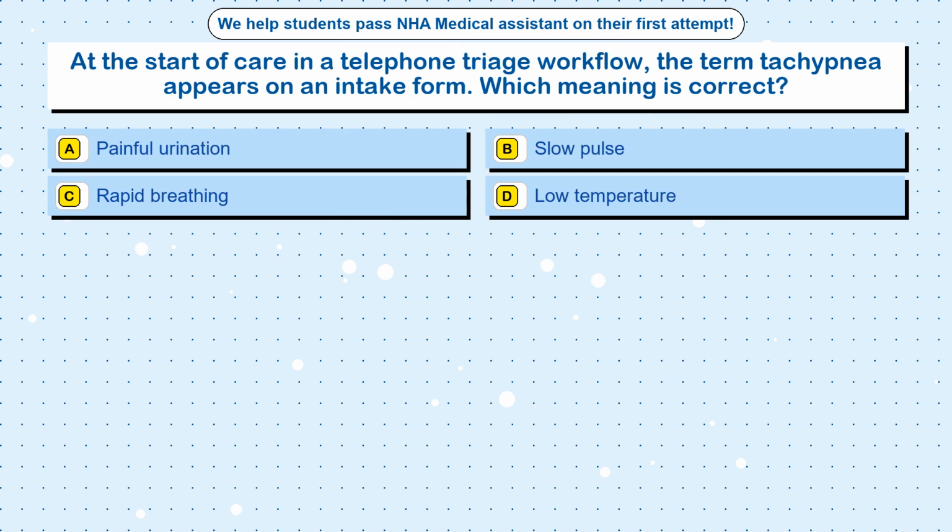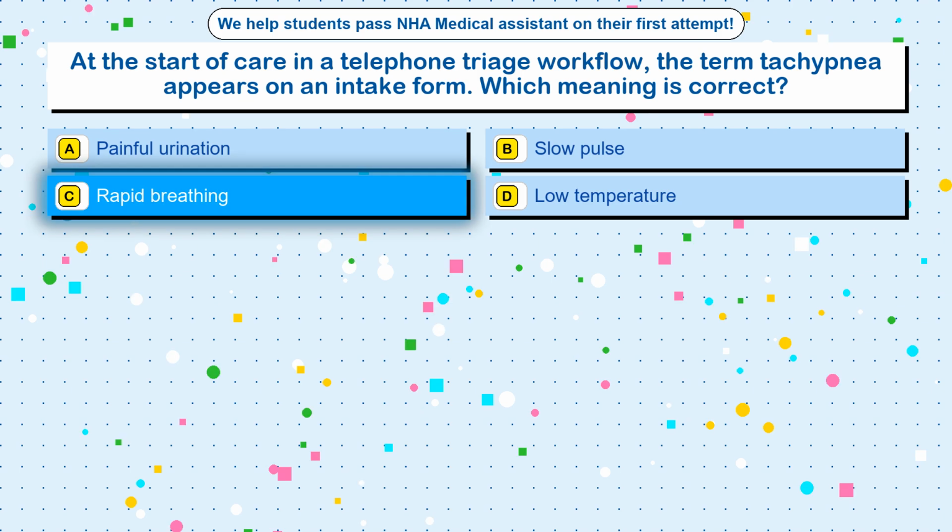Question 100. At the start of care in a telephone triage workflow, the term tachypnea appears on an intake form. Which meaning is correct? Option A. Painful urination. Option B. Slow pulse. Option C. Rapid breathing. Option D. Low temperature. The correct answer is option C.